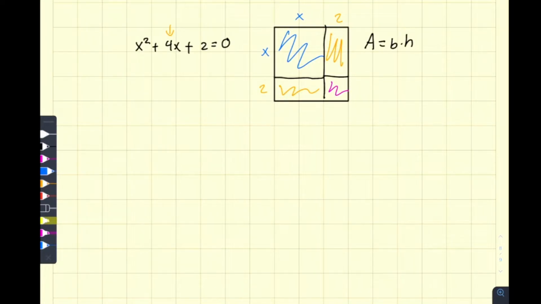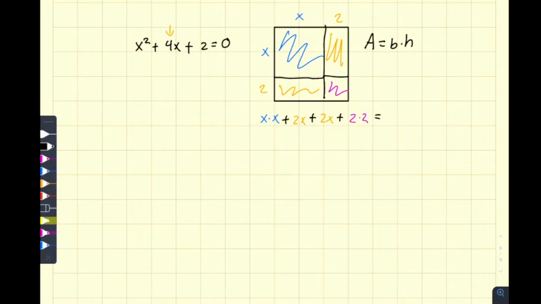So the area of the blue region is x times x. The area of the orange region is 2x. And we can see that there's two orange regions, so then there would be two 2x's. And now we need to figure out this pink region. And we can see that this side length here is 2, and this side length here is also 2. So then this would be 2 squared, or 2 times 2.